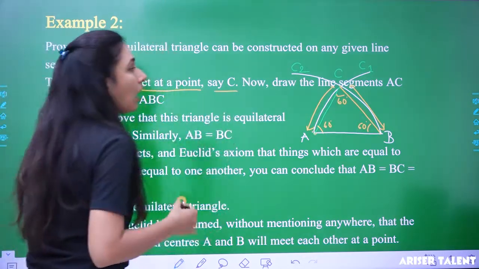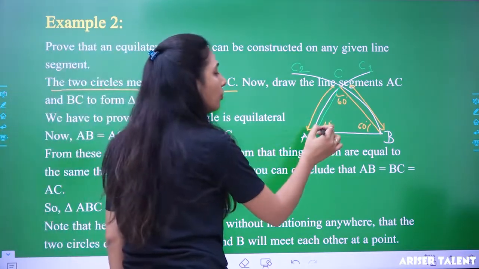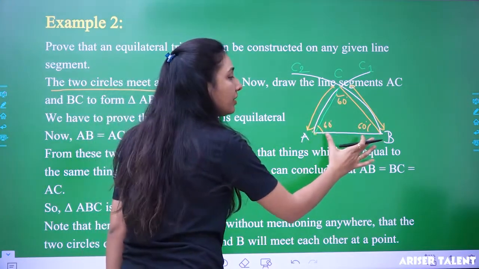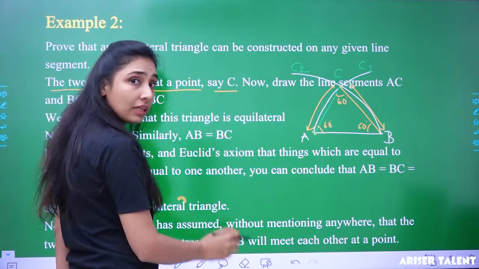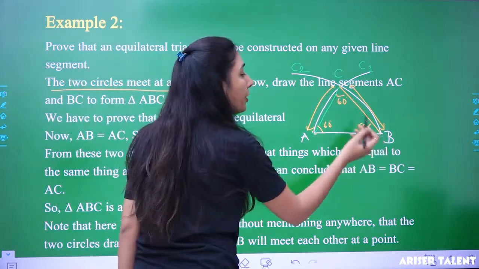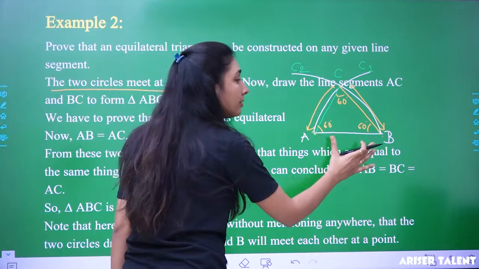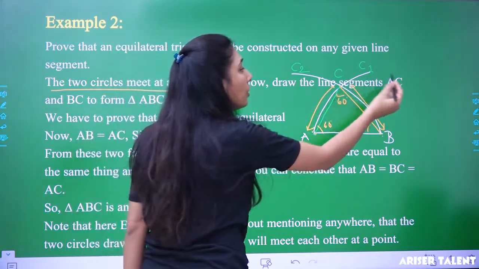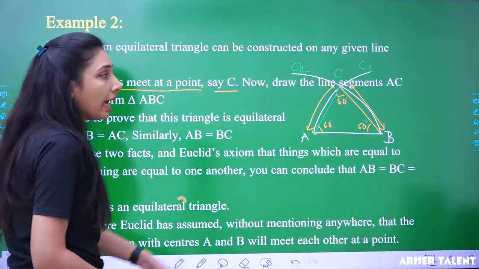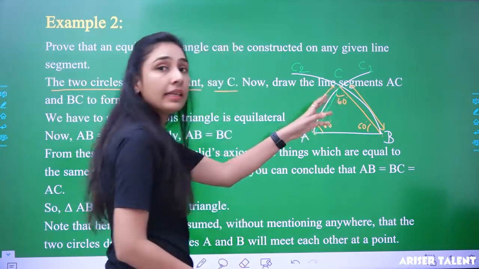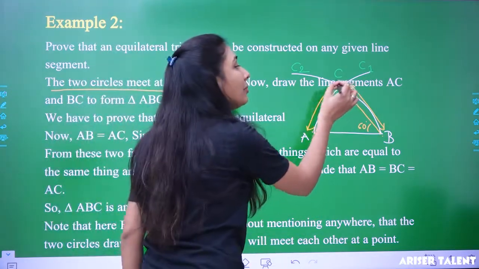Say C. How we gonna do that? I've told you, from the point A with the radius AB, you are going to draw a circle. You can draw it completely. From the point B, taking radius as AB again, we are going to draw the circle C1. And when these two circles intersect each other, we are going to name it as C.